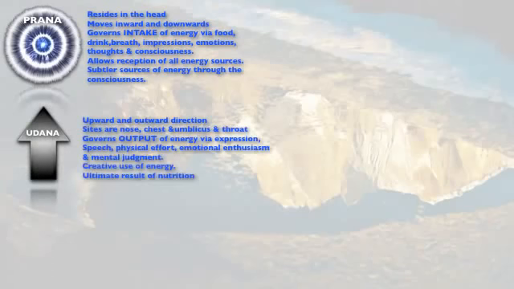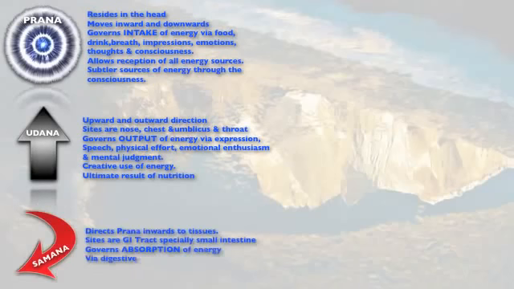Its sites of action are the nose, throat, chest, and umbilicus. It governs the output of energy via our expression through speech, physical effort, emotional enthusiasm, and mental judgment. It is responsible for a creative use of energy. It is the ultimate result of nutrition, the positive energy created through it. Samana has an inward movement towards the deeper tissues. Its sites are the gastrointestinal tract, especially the small intestine. It governs the absorption of energy via the digestive and other systems.